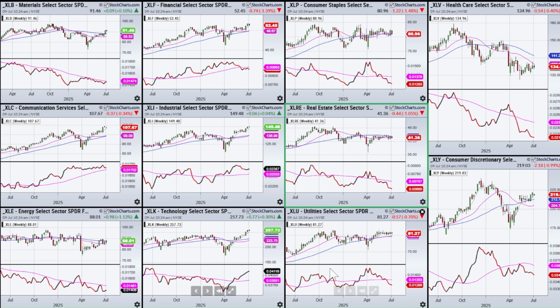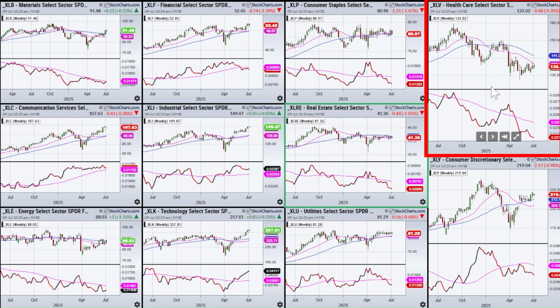The rest of these, you can see utilities has dropped down. The pattern still looks fine, right? And the same thing with the real estate. The pattern looks fine, but we're going to need to see some improvement on a relative basis. And actually, the same thing holds true for consumer staples. So these 3 would be more defensive oriented, and they're just not showing the relative performance we want to see.